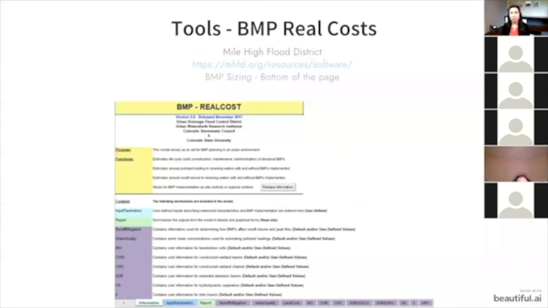And then the Mile High Flood District has this really neat tool. If you navigate to this website and then select BMP sizing at the bottom of the page, it downloads a PDF as well as an Excel spreadsheet, where you can actually put in inputs, and it will give you Colorado focused costs. So it helps you to really get a better idea of what those costs might look like.